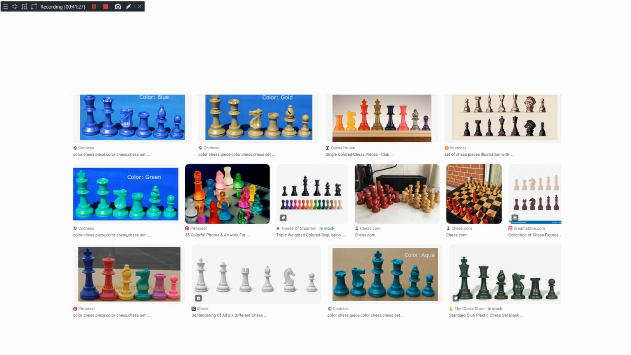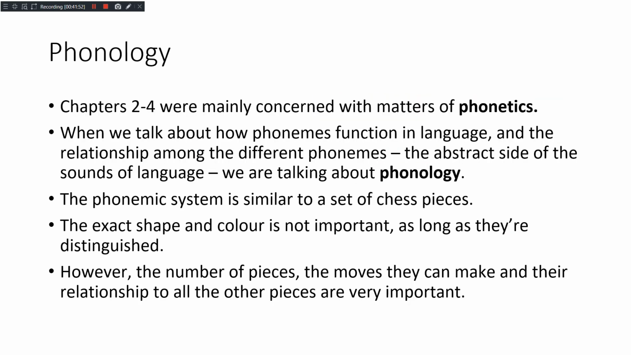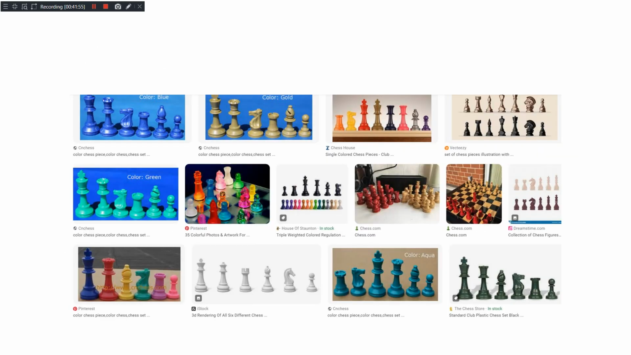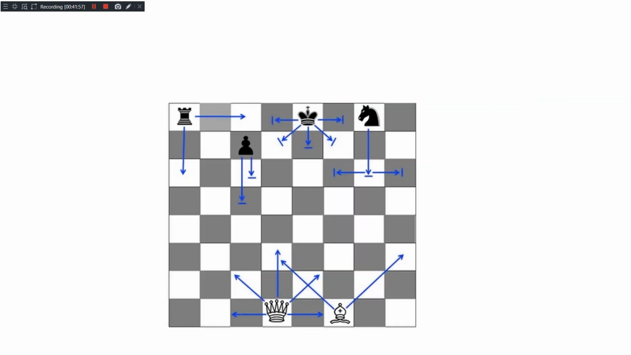It is still the same phoneme as long as it's pronounced correctly, although there might be slight changes. But what is important, so the shape is not important, is that it should be used in the place in which it is usually used in that language, and the moves that it makes. You see, these are different moves. This is more important than the shape and the color of the pieces.